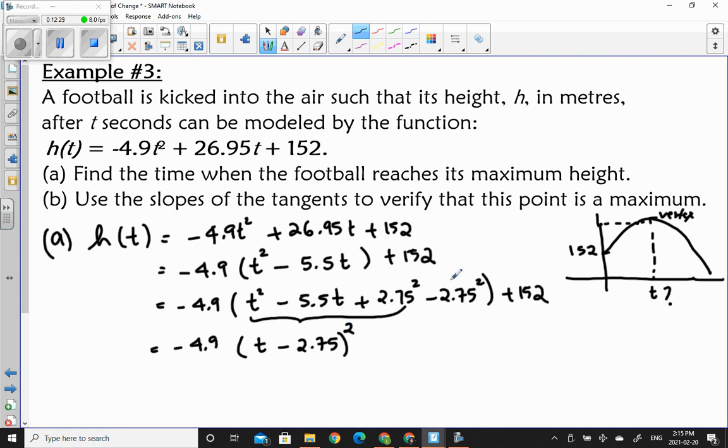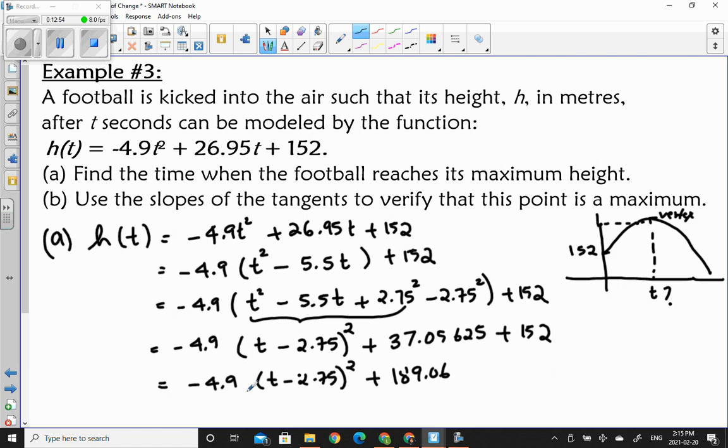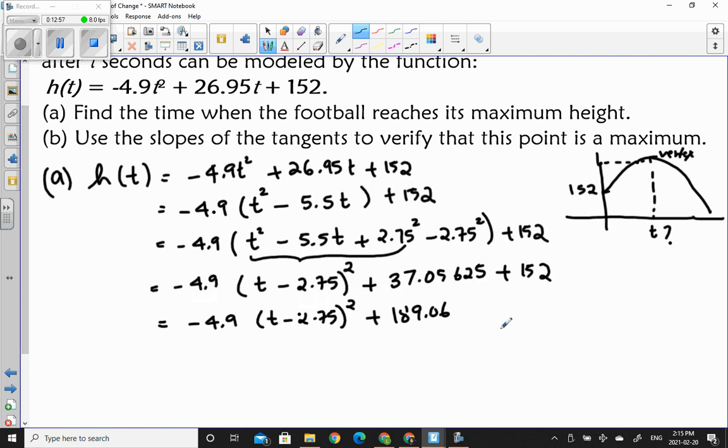And then we got to remove this out of the brackets. When we take this out, square it, multiply it with -4.9, we get plus 37.05625 plus 152. And we're just going to get now the answer in vertex form, t minus 2.75 squared plus 189.06. So you can easily see the vertex now. The vertex is 2.75 comma 189.06. So that's the time, and that's the height or maximum height.